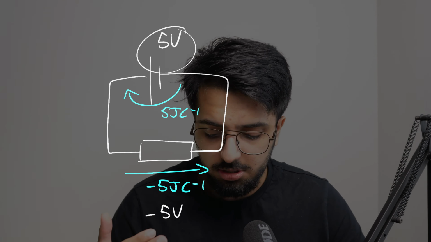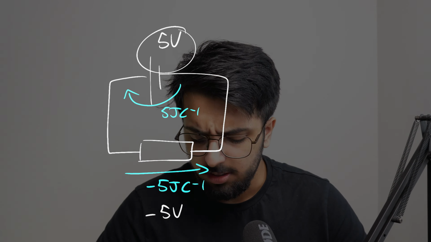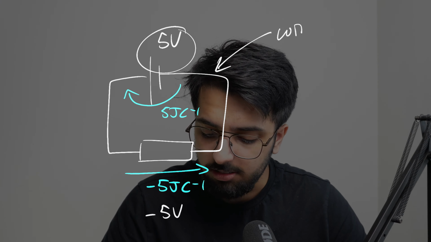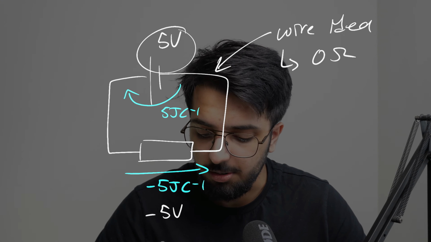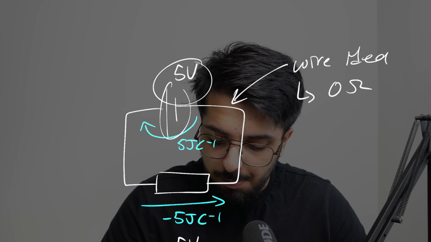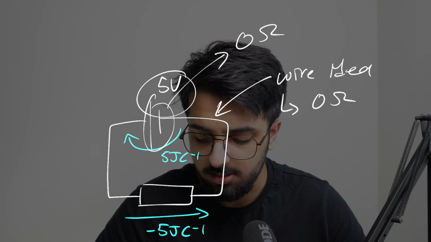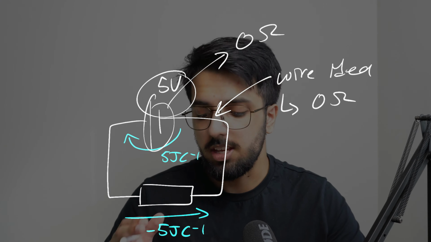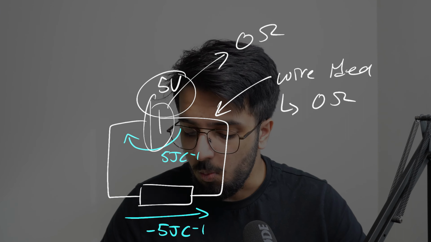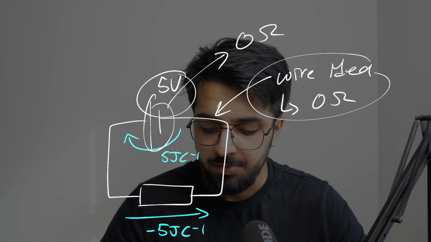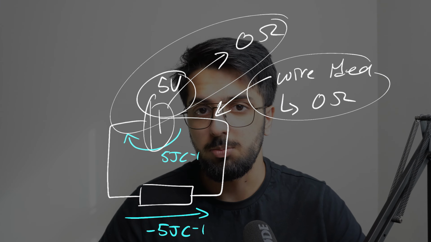Within this circuit, there are some assumptions being made. The first assumption is that our wires are ideal, meaning their resistance is 0. And the same with the power supply. We're saying that the power supply has 0 resistance. However, in reality, neither of these statements is correct. In reality, wires do have some resistance, and power supplies also have some resistance.